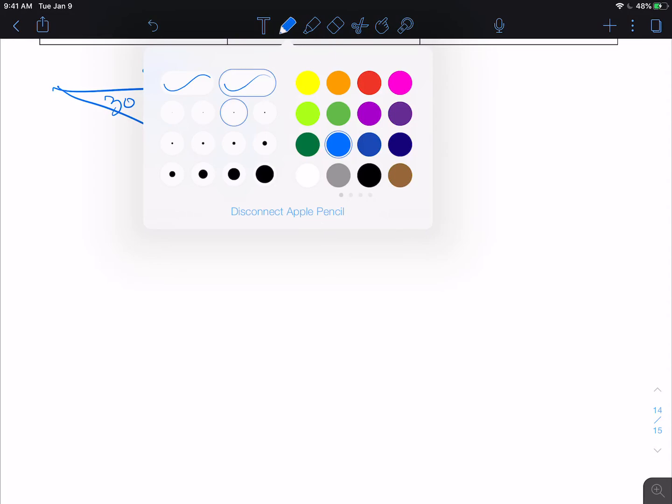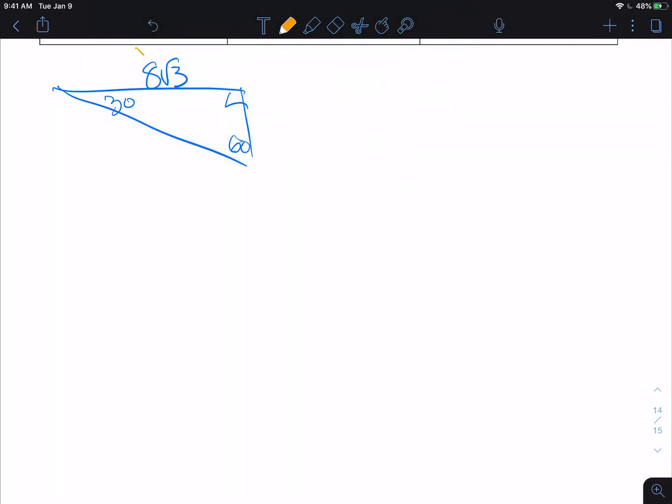Okay, well, first I kind of want to orient myself. So this side is the root 3, this side is the 1, this is the 2. Okay. So I'm thinking, well, to go from root 3 to 1, I need to divide by root 3. So if I take 8 root 3 and I divide by root 3, that just gives us 8. So then this side length has to be 8.